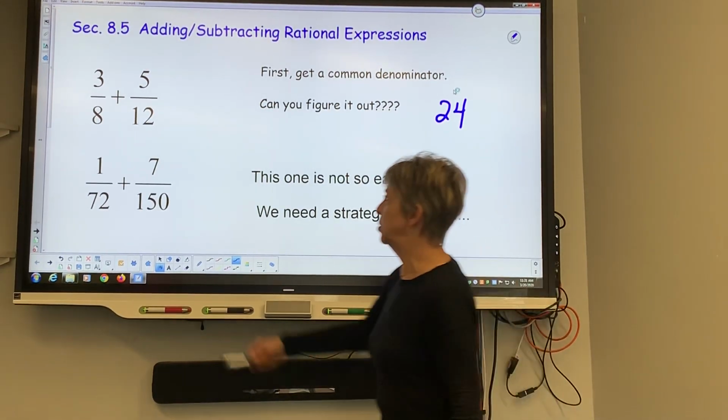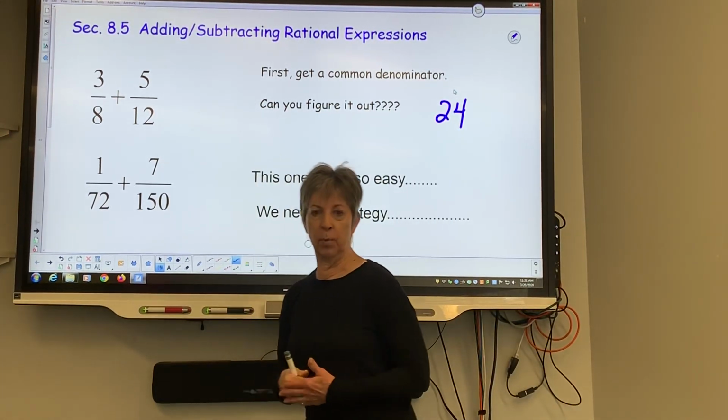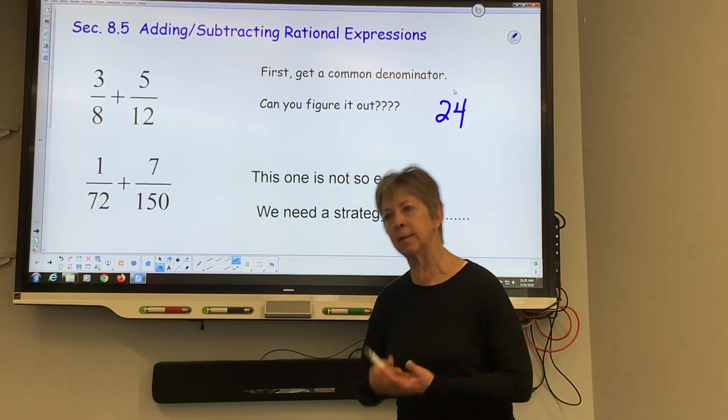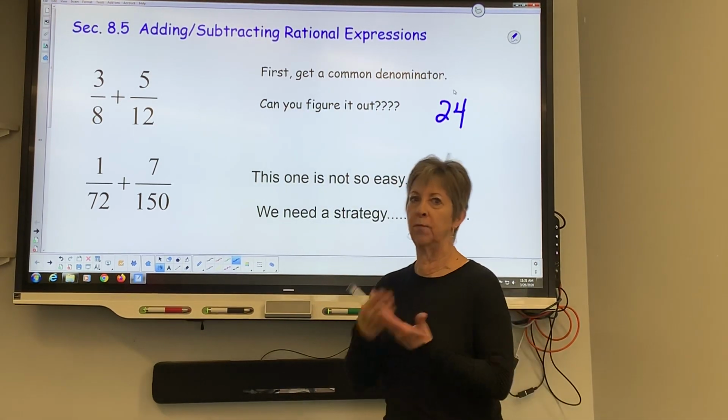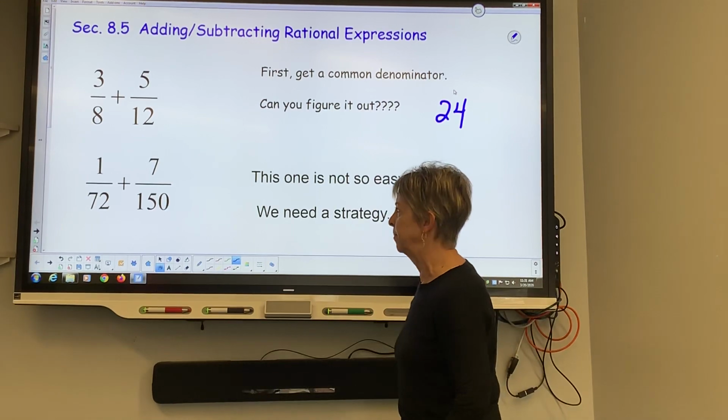Don't know what your strategy is. You probably take the larger number, start going through 12. Okay, 8 doesn't go into 12. 12 times 2 is 24. 8 goes into 24. I'm done.